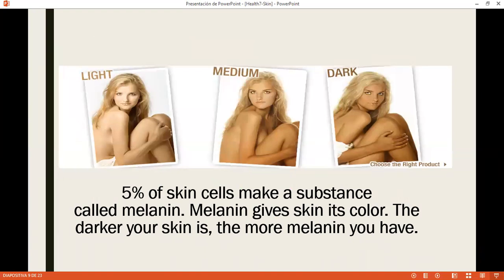5% of the other skin cells make a substance called melanin. The melanin gives your skin its color. The darker your skin is, the more melanin you have. So a person that has little melanin has a light skin color. A person that has a lot of melanin has a dark skin color. And a person that has a middle amount of melanin has a medium skin color. It's also known as fair, the light skin color.